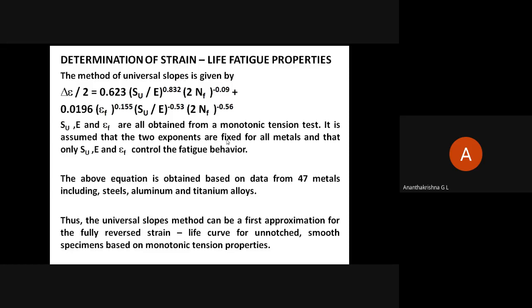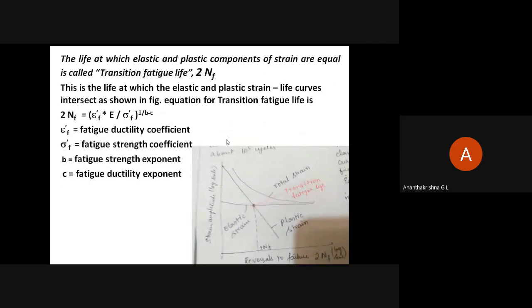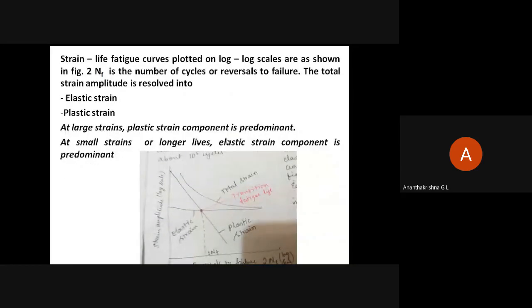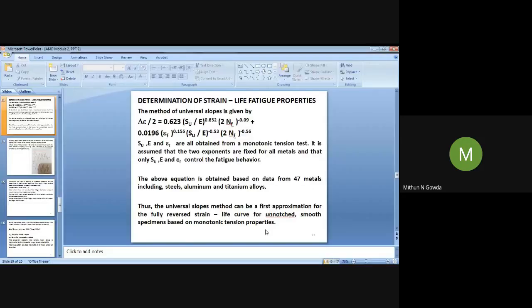So this is the determination of strain life fatigue properties. This is what you need to write for the earlier question. For the present question on transition fatigue life, you need to talk about the strain life fatigue curve, elastic strain and plastic strain, and then transition fatigue life and its definition. This graph and this figure are very essential. Is that okay? Are you there? Yes, sir.